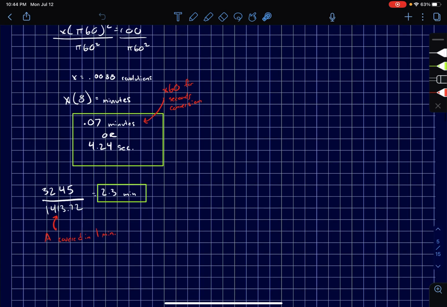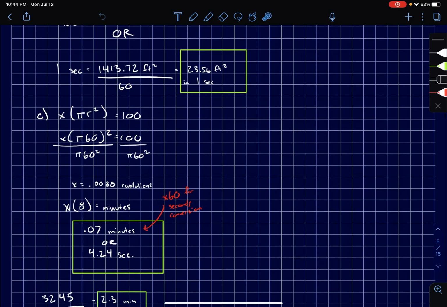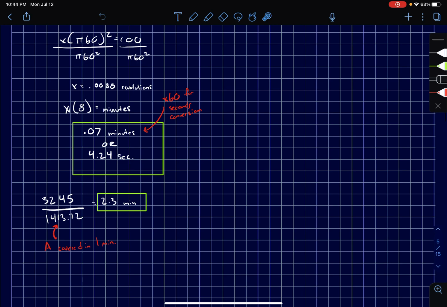And then the last part says, how long would it take to cover 3,245 square feet of charcoal with water? So all we have to do is take 3,245 and divide that by how much area is covered in 1 minute, which we found in a different part, and we get 2.3 minutes, with 0.3 minutes being 18 seconds. So 2 minutes, 18 seconds.